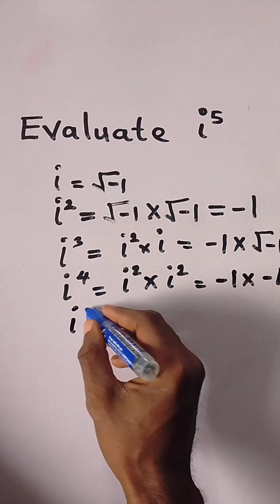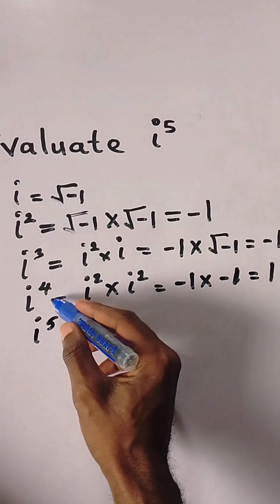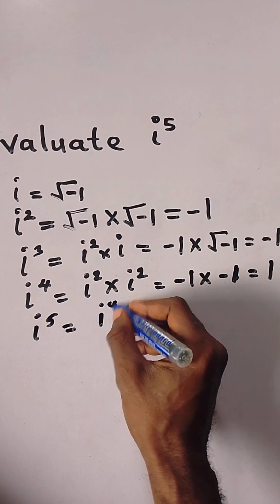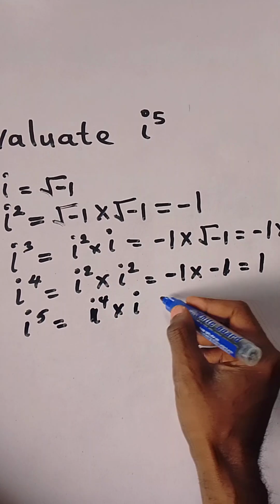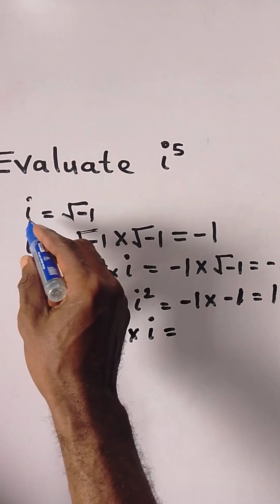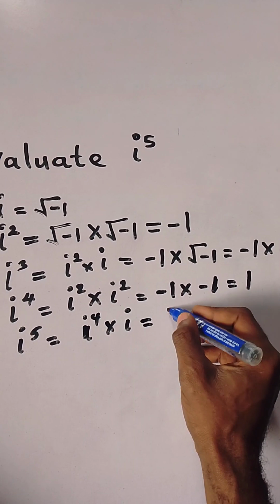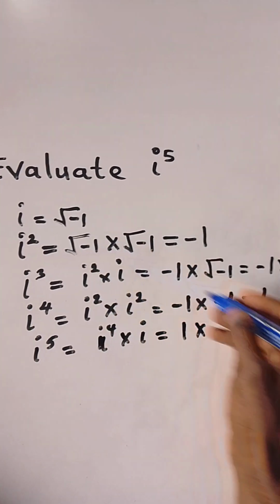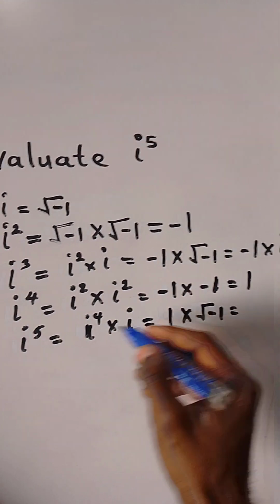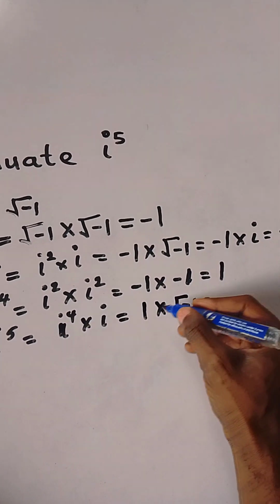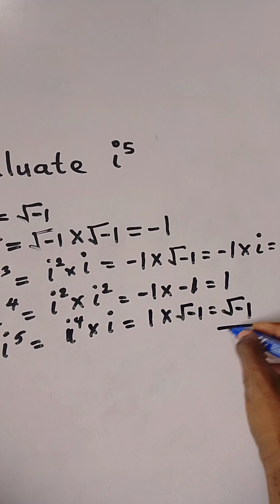Then i raised to power 5, which is what we are looking for. i raised to power 5 is going to be i raised to power 4 times i. And we know that i raised to power 4 is 1, times i, which is the square root of -1. So anything times 1 will give you that same thing. So i raised to power 5 is equal to 1 times the square root of -1, which is the square root of -1. So this is the answer.